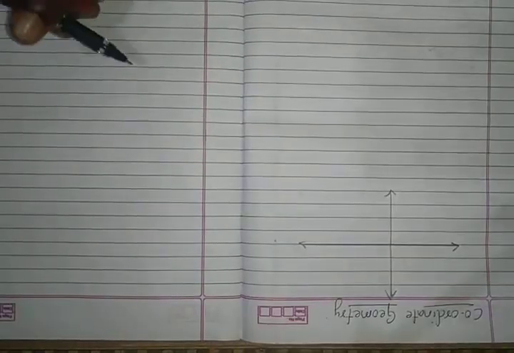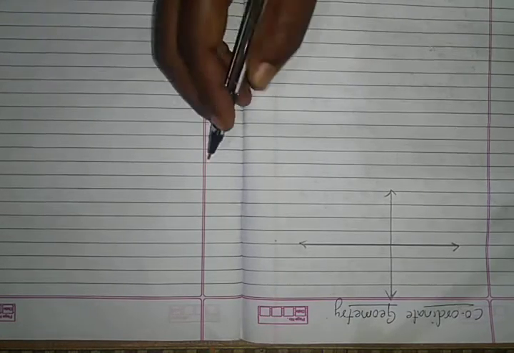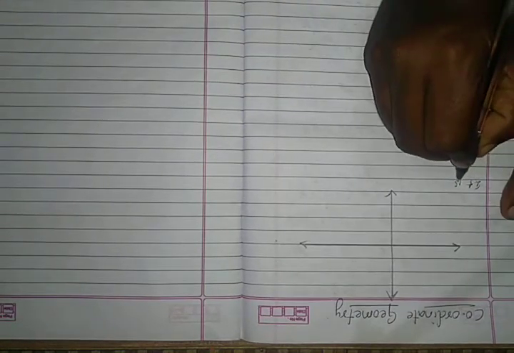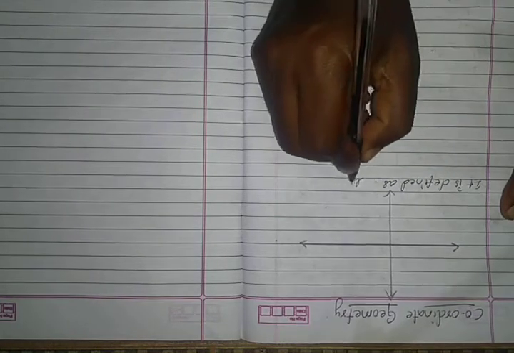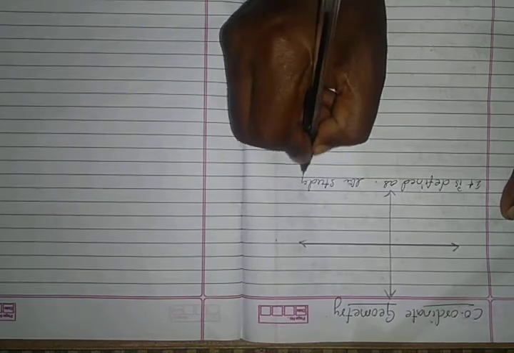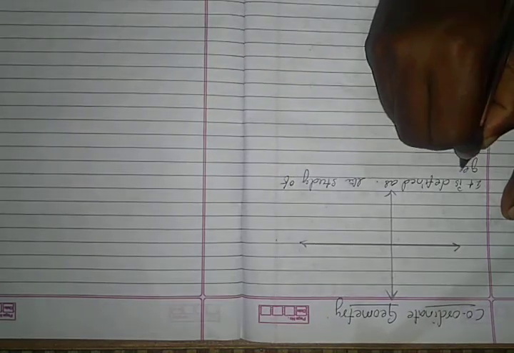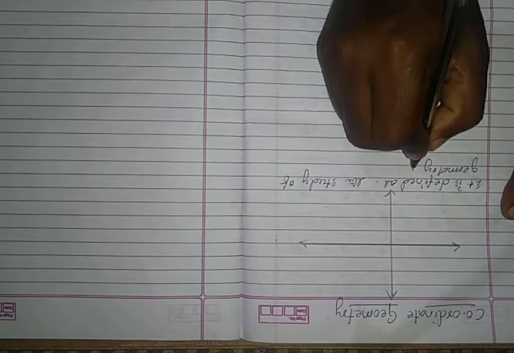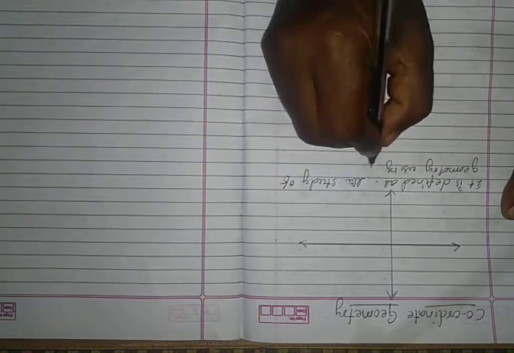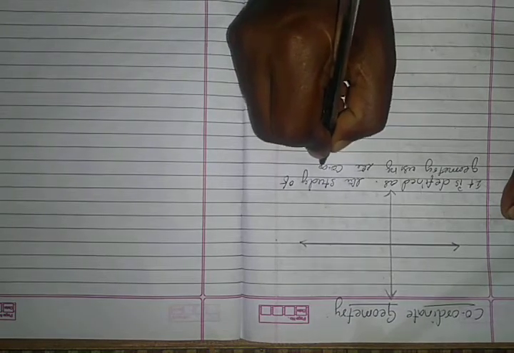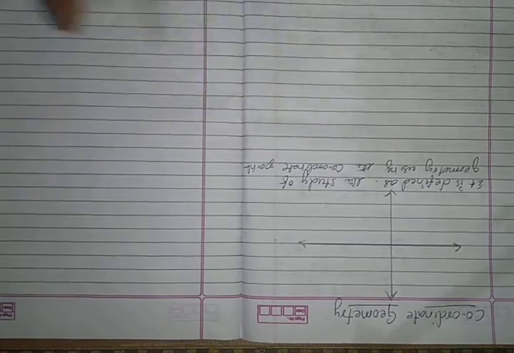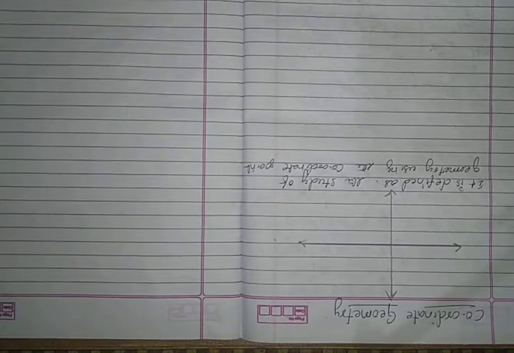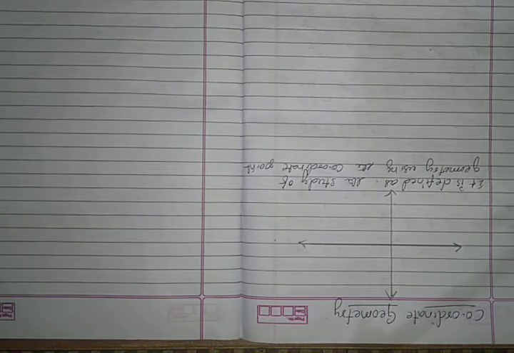Let us see the definition of coordinate geometry. Coordinate geometry is also called analytical geometry. It is defined as the study of geometry using the coordinate points. Carefully observe, it is the study of geometry by using the coordinate points. So this is coordinate geometry.